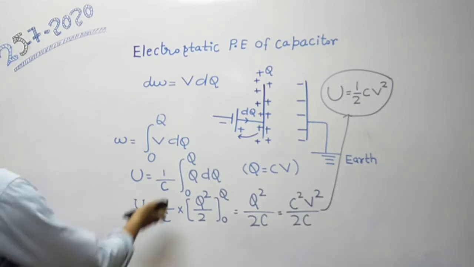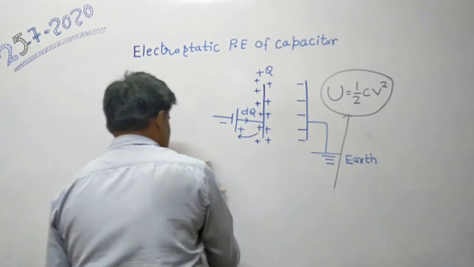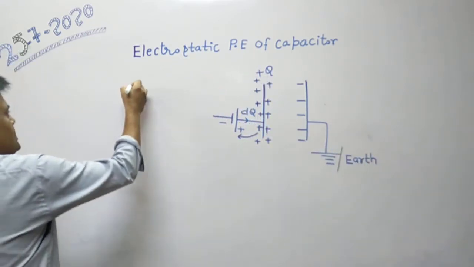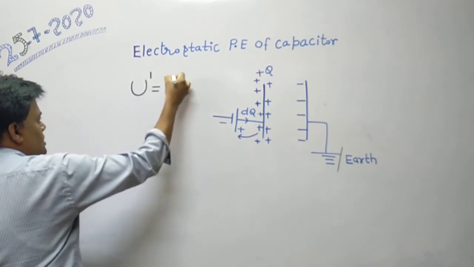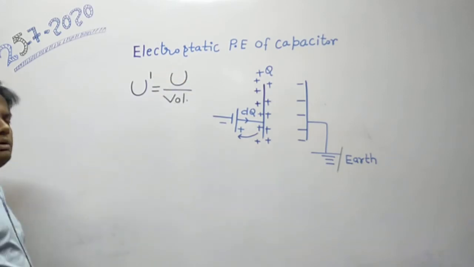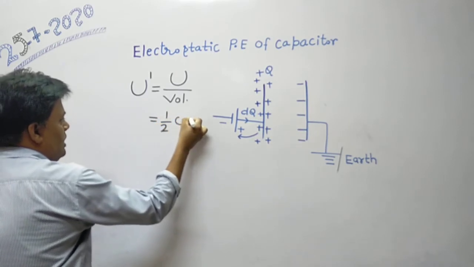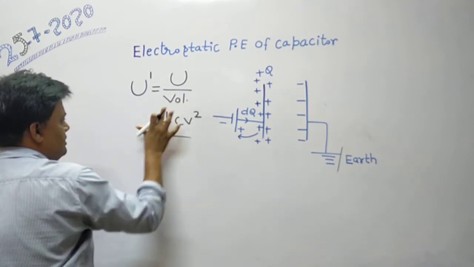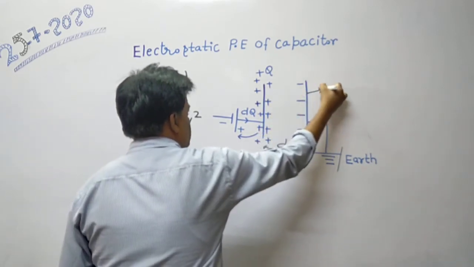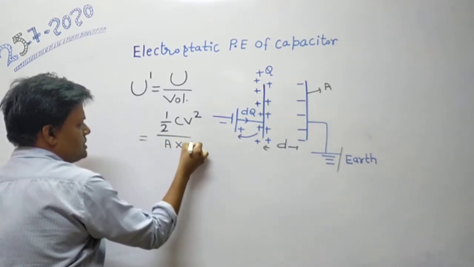In the next situation, you have to find the energy density of the capacitor. You can calculate energy density by the formula. Energy density is represented by U dash. This is energy per unit volume. Electrostatic energy per unit volume is called energy density. Just now we have proved half CV square divided by volume. This is the distance between these two plates, and the area of this plate, this is A. You can put volume as area into distance.